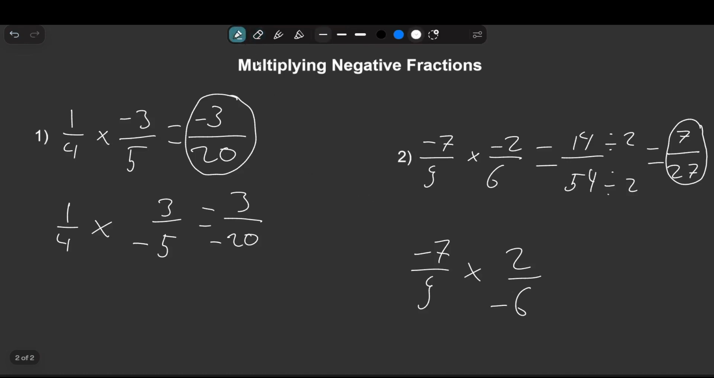So this was basically it on how to multiply negative fractions. I also made a video on how to divide negative fractions. It's a bit harder than multiplying. You can look at my channel and you can see that video.